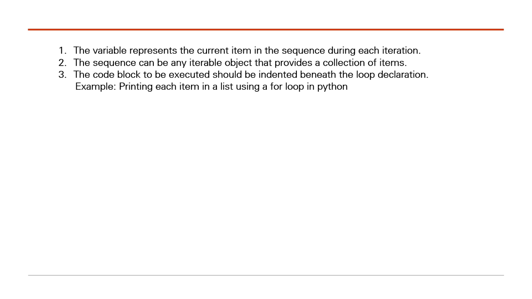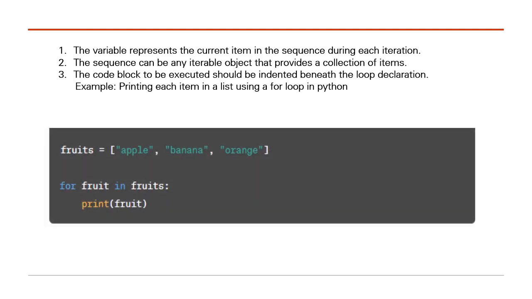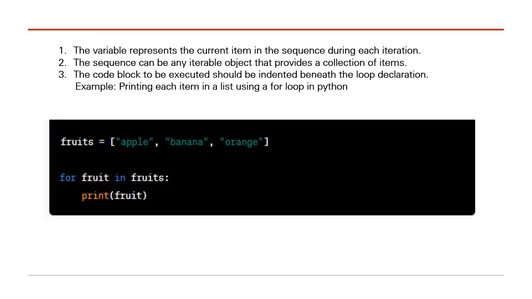A for loop can also iterate over dictionaries using the items, keys and values methods. The items method allows us to access both the keys and the values of a dictionary. Now let's run our code in VS Code for better understanding.